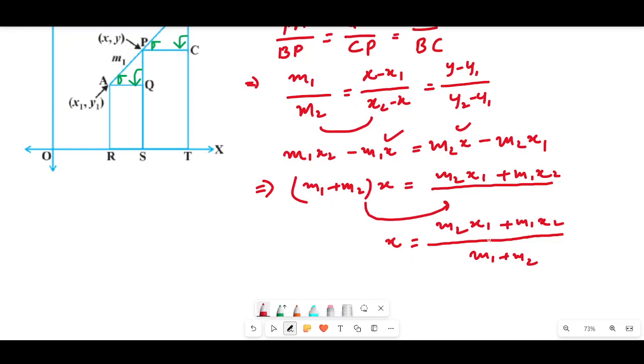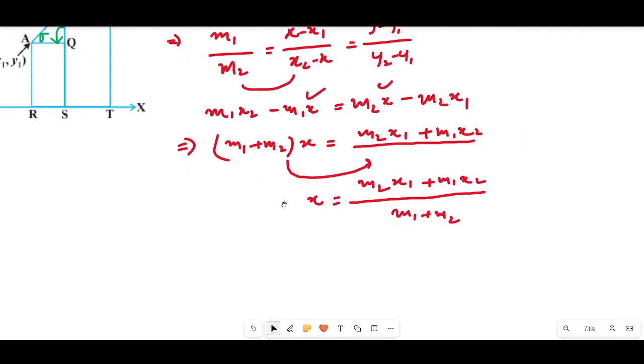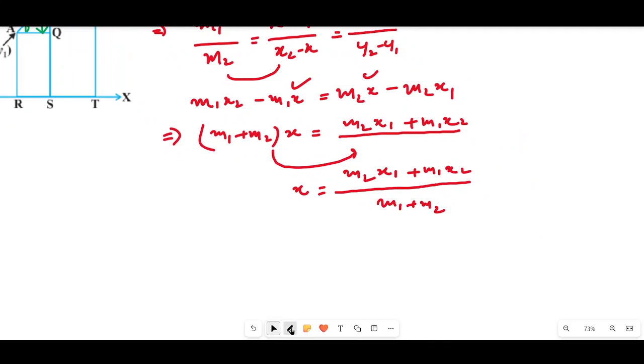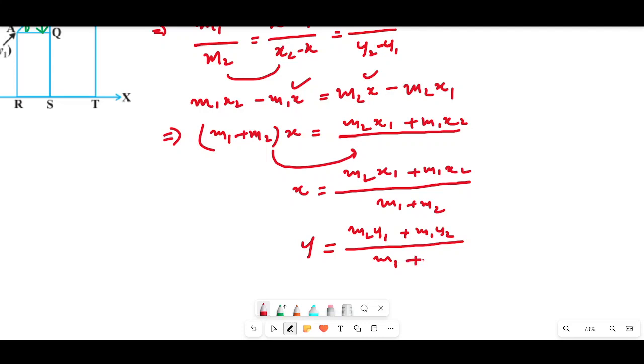Now in the same manner we can solve. If we replace X with Y, then we are able to find out the coordinate of Y. It will be M2 Y1 plus M1 Y2 upon M1 plus M2. Clear?